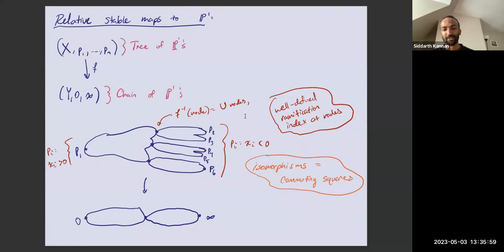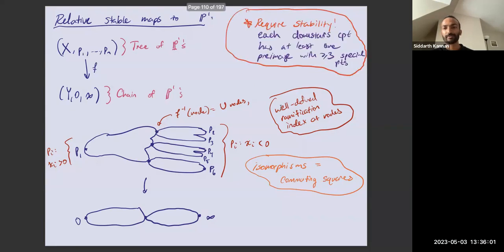Isomorphisms are commuting squares as before. And there's a stability condition, which is combinatorial. Every component downstairs is going to have a bunch of components upstairs, and at least one of those components upstairs has to have at least 3 special points.